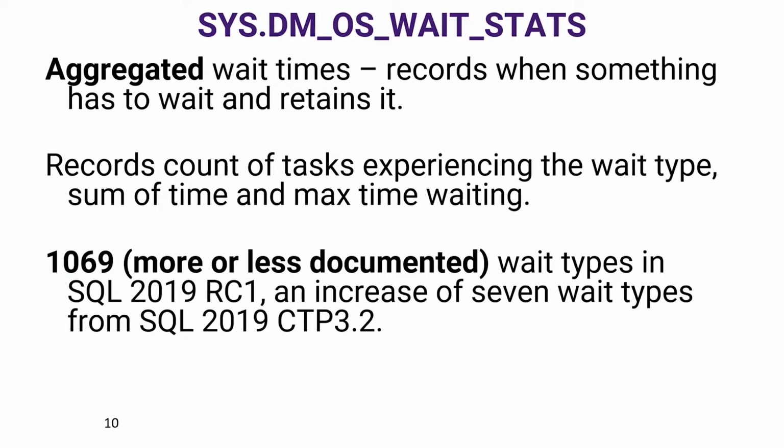So let's get started. The first thing we're going to look at is wait stats. These are aggregated wait times. It records when something has a wait and retains that information.